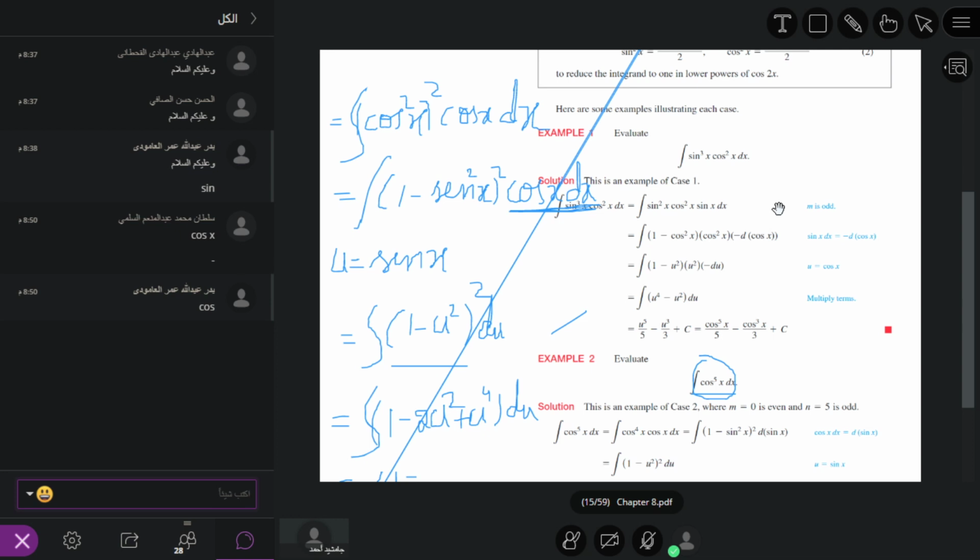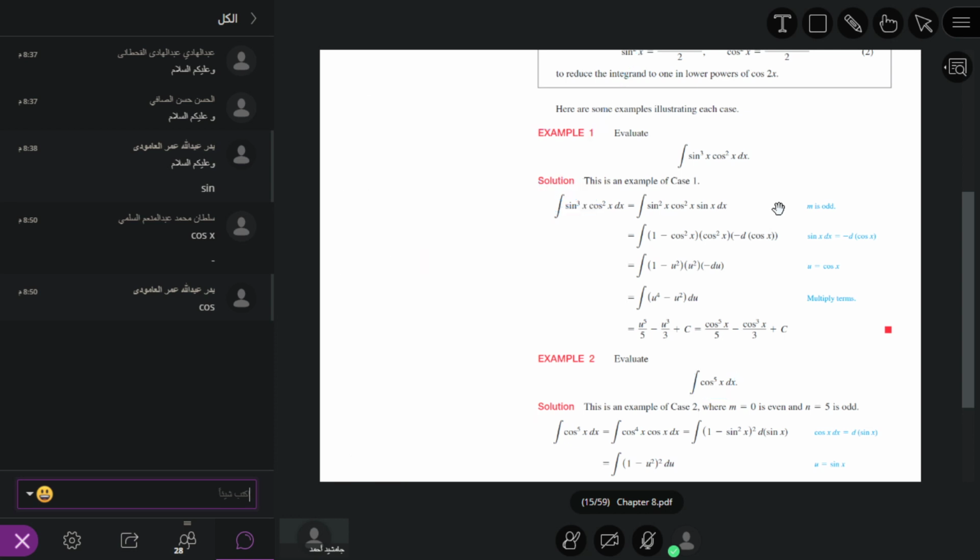Okay. So we have this. Now the last case: if the power of sine and cosine both are even, like 2, like 4, like 6, we will use the half angle formula. What is the half angle formula?